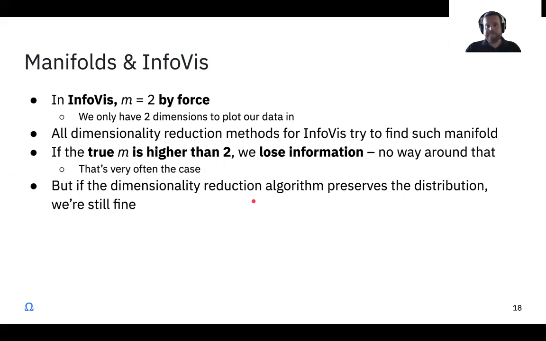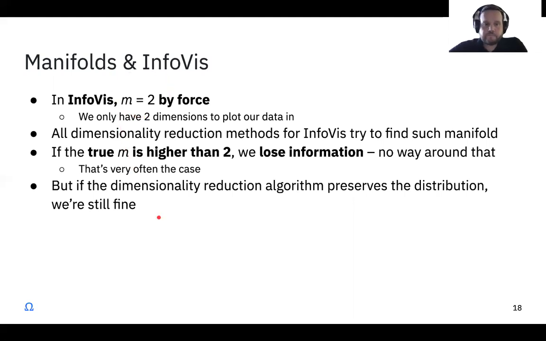So in machine learning, you don't need m equals 2, because you're doing analysis that is not visual. If you reduce a 1,000-dimensional data set to 100 dimensions, then you have done a massively good job in machine learning. But for InfoVis, it won't do. So this is actually quite brutal.